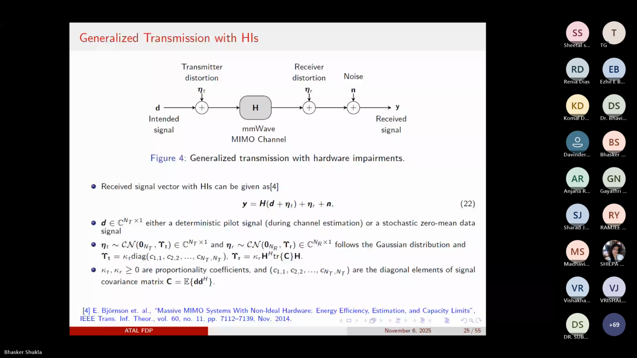So here, if we take the hardware impairment, then the received signal can be given by equation 22, where H is the overall channel between transmitter and receiver, D is either a deterministic pilot signal or a stochastic zero mean data signal or information signal, and eta T is the distortion at the transmitter. Here I have taken a Gaussian distribution for this, and eta R is the receiver distortion, meaning the distortion at the receiver side.